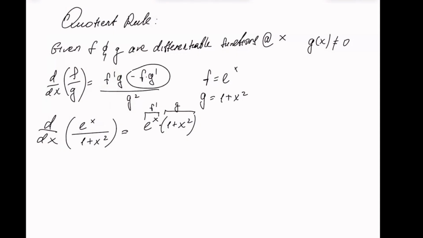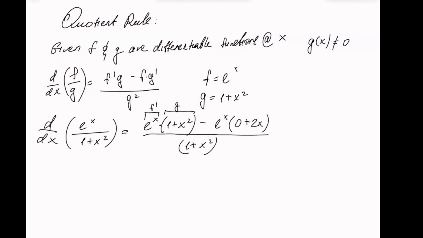Now, minus f times g prime. F is e to the x, and g prime is going to be 1 becomes 0, plus x squared becomes 2x. And now we need to divide that by g squared. So g is the denominator, 1 plus x squared, and that is all squared. So again, this is my f, and this is my g prime. And this is my g squared.